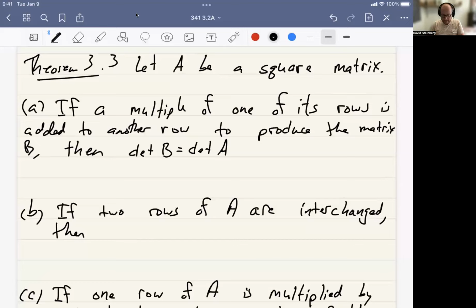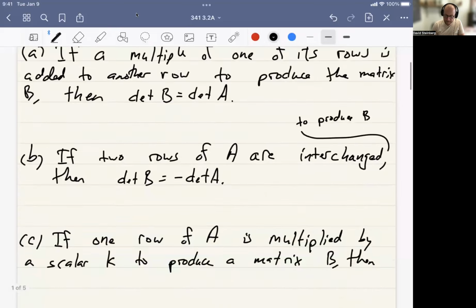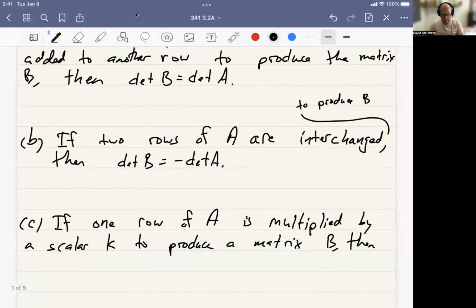Boom. If two rows of A are interchanged to produce a new matrix B, then what happens? Well, it isn't the same any longer, but you just pick up a negative sign. And then our third elementary row operation: if one row of A is multiplied by a scalar, a real number K, to produce a matrix B, then the determinant of B is just K times the determinant of A.